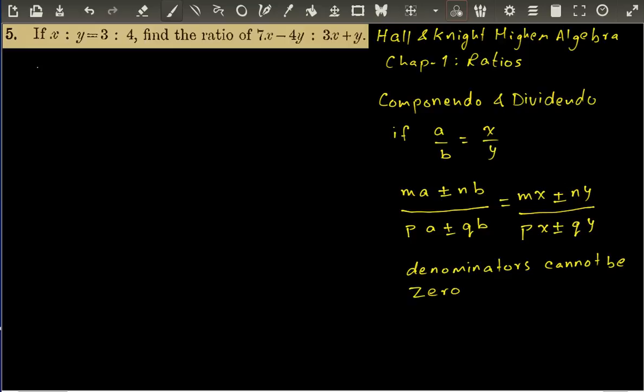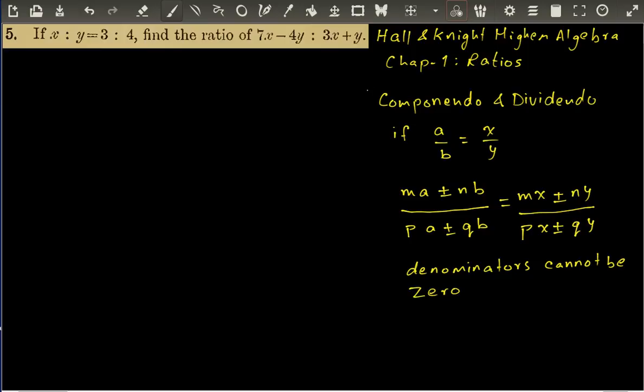This is the fifth problem from Hall and Knight Higher Algebra Chapter 1, Ratios. The problem is: if x is to y is equal to 3 is to 4, find the ratio of 7x minus 4y is to 3x plus y.